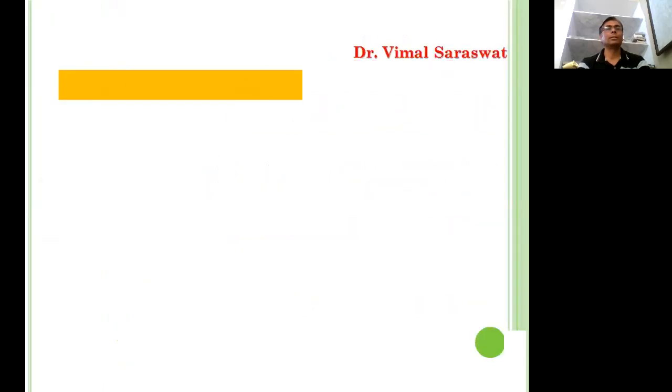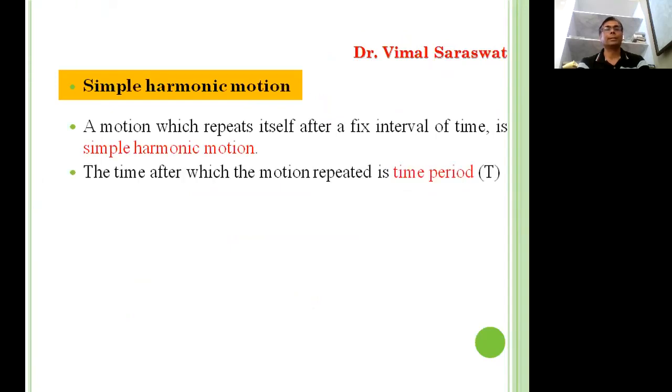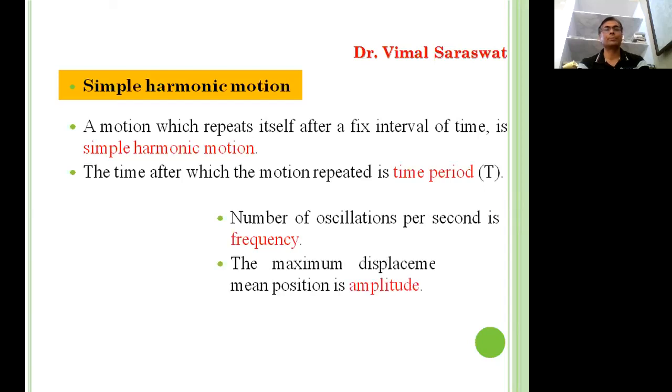So first of all, what is simple harmonic motion? A motion which repeats itself after a fixed interval of time is simple harmonic motion. The time after which the motion is repeated is known as the time period, and the number of oscillations per second is known as frequency. The maximum displacement from the mean position is the amplitude.